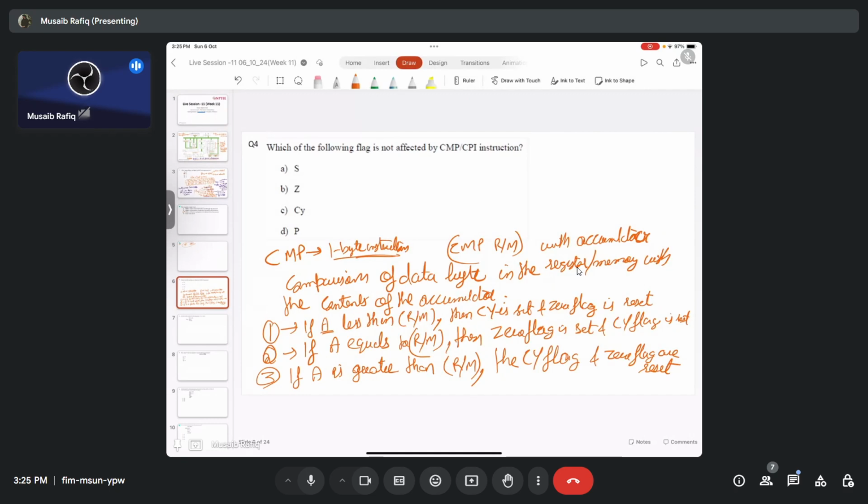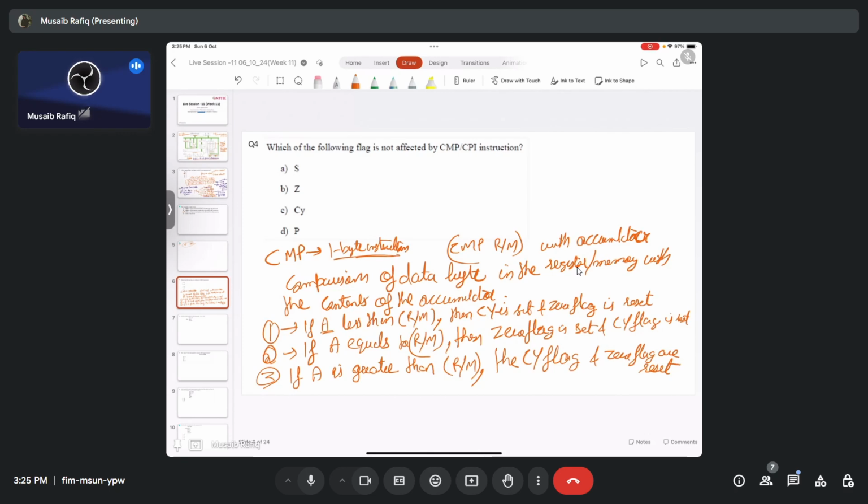When A is less than R/M, the carry flag is set and the zero flag is reset. When A equals R/M, the zero flag is set and the carry flag is reset. When A is greater than R/M, the carry flag and zero flag are reset. When memory is an operand, its address is specified by the HL pair. No contents are modified. However, all remaining flags, that is sign, parity, and auxiliary carry, are affected according to the result of subtraction. Right.